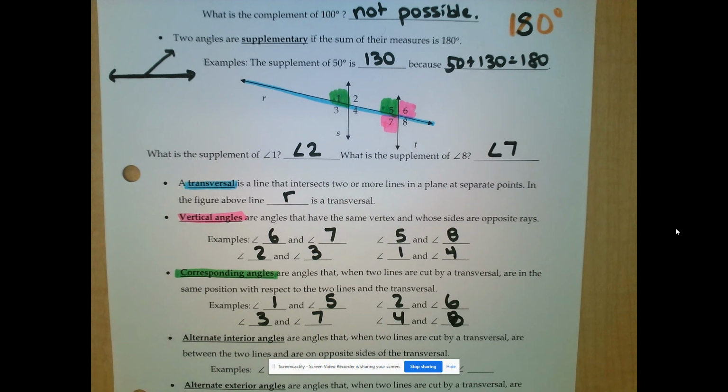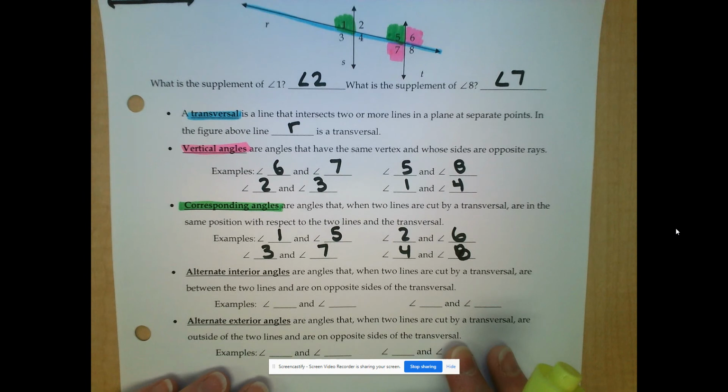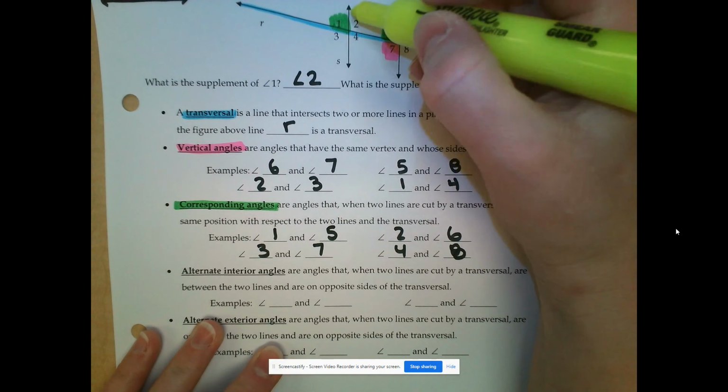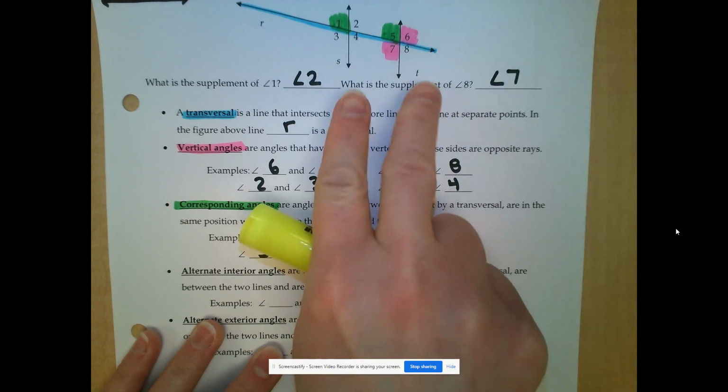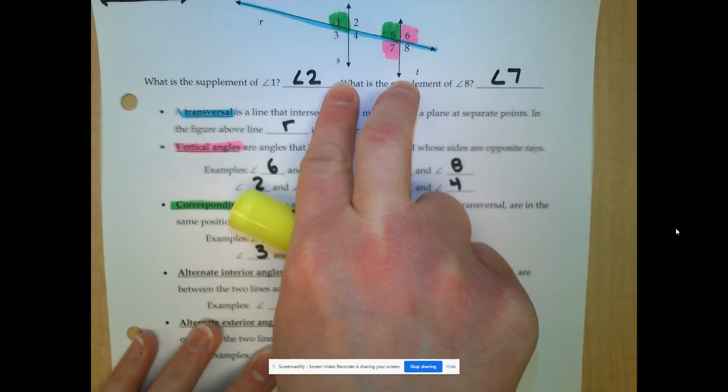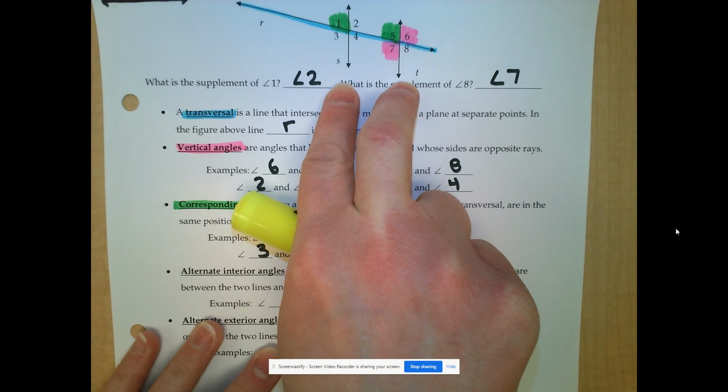All right, so now we've got alternate interior angles. So angles that are interior, meaning they're both inside, and alternate, meaning one above, one below. In this case, interior means between S and T. So picture lines S and T being like the northbound and the southbound highways. Interior angles would be things that are between the two highways.